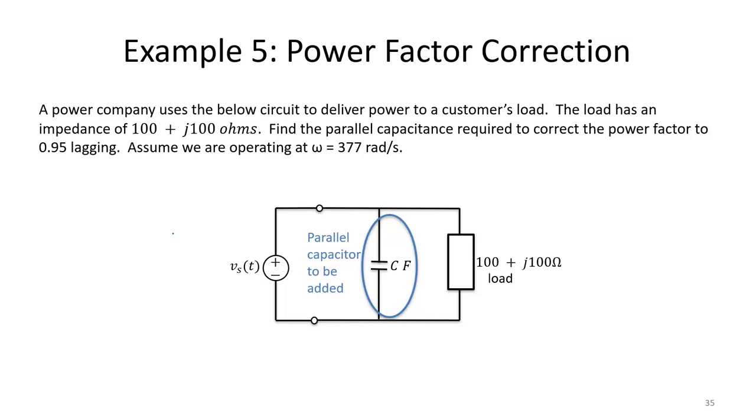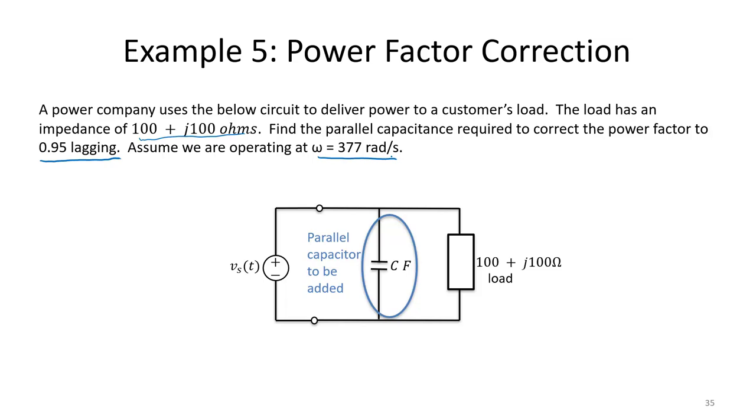So in this example, we have a power company, and they want to use the circuit below to deliver power to a customer's load. We're told that the load has an impedance of 100 plus j100 ohms, and we want to correct the power factor to 0.95 lagging. We're also told to assume that we are operating at 377 radians per second. You'll notice in this case, our voltage is not given to us, and it's actually okay for the purpose of this question.